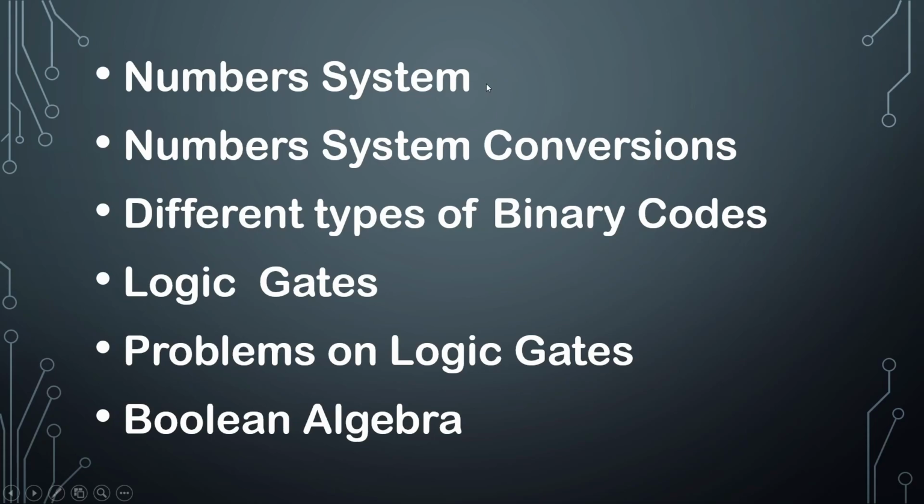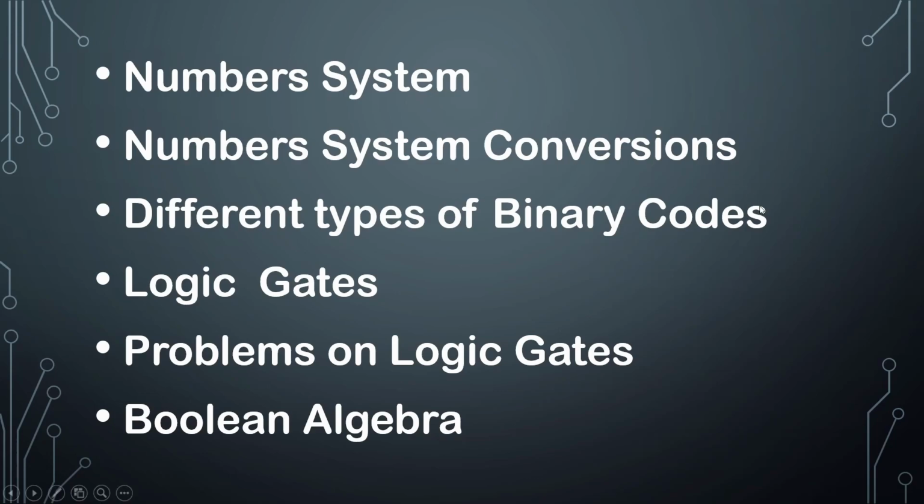The first one is number systems, which is very important for learning about the digital systems. We will discuss about the decimal number system, binary number system, hexadecimal number system and octal number system in this section. And then we'll see about the number system conversions. We'll see how we convert the data from one number system to the other number systems. For example, from decimal to binary.